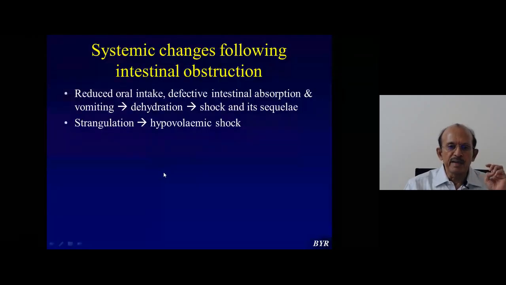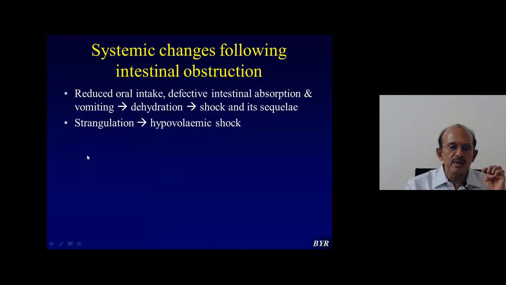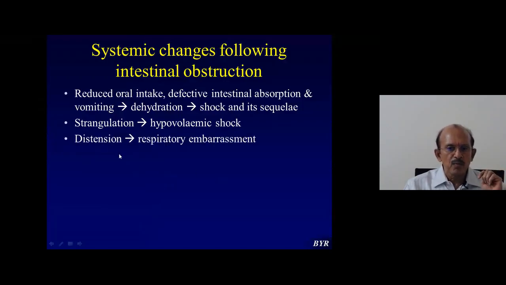So let's come back to systemic changes. Dehydration produces hypovolemia and shock. Strangulation again produces hypovolemic shock. Distension of the intestines produces abdominal distension and elevation of the diaphragm, and that leads to respiratory embarrassment.